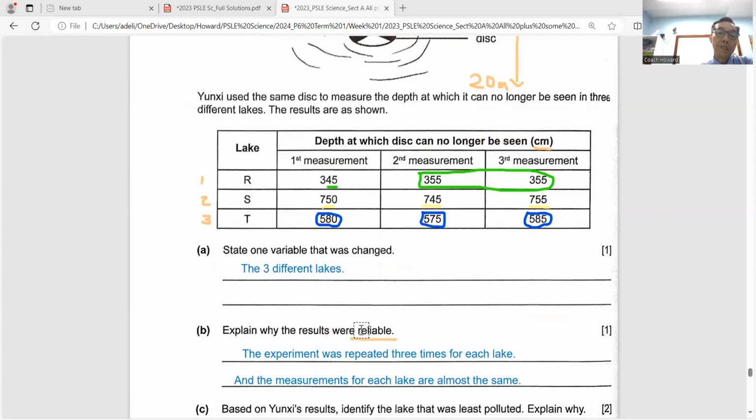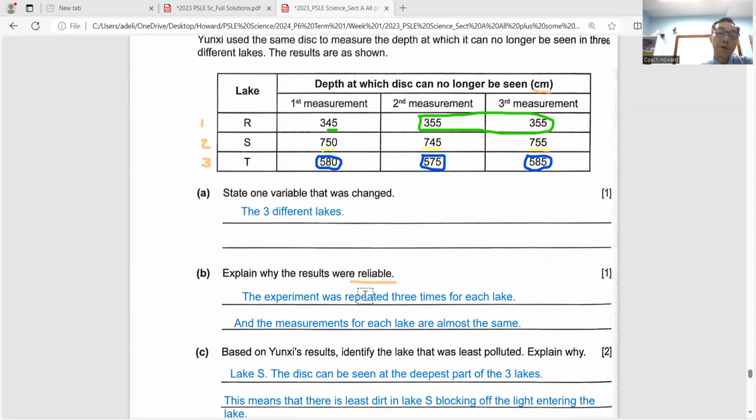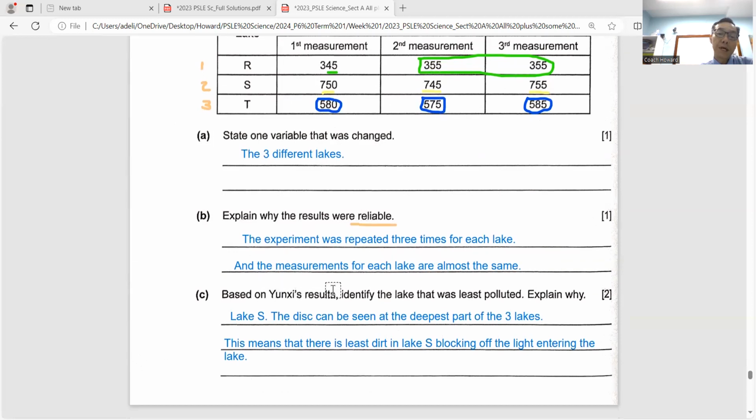Part B, explain why the results were reliable. Reliable means that if you take the measurements, all the measurements have similar or the same results. From here, we can see that for each lake, 3 measurements are being taken. So you should say that the experiment was repeated 3 times for each lake, and the measurements for each lake are almost the same. You can see these values differ only by a slight amount, about 5 units.